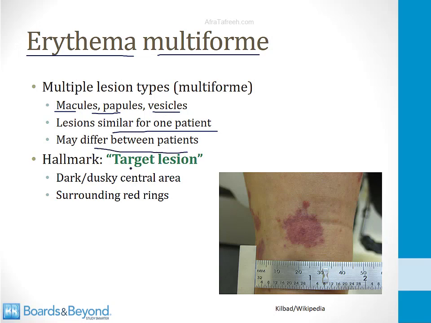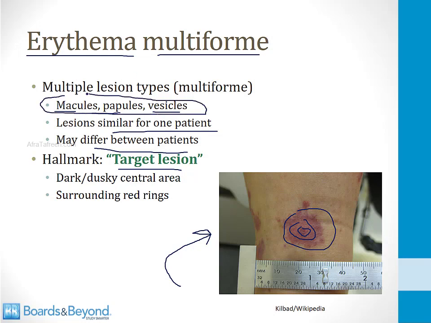The hallmark of this disorder is the target lesion. This is a picture of one right here. A target lesion has a dark, dusky central area and it's surrounded by rings. If you look closely at this picture, it's dark in the middle, surrounded by a lighter color ring, and sometimes there can even be multiple different colors to the rings. So patients with erythema multiforme can have lots of different lesions, but usually somewhere among those lesions you will find one or more of these target lesions, and especially in a board question, they're going to describe one or several target lesions to let you know this is a case of erythema multiforme.